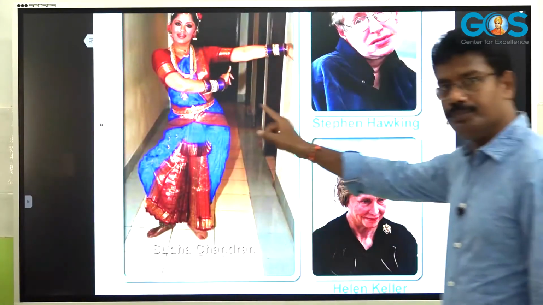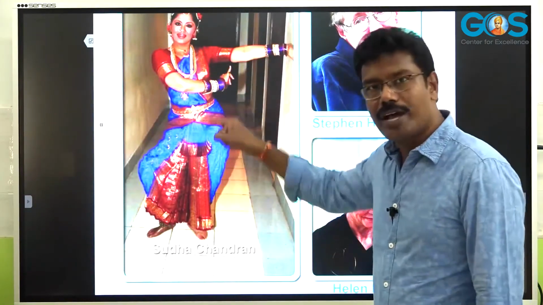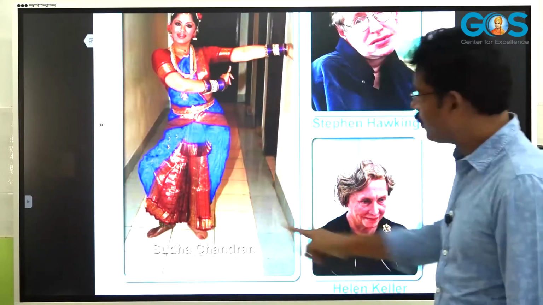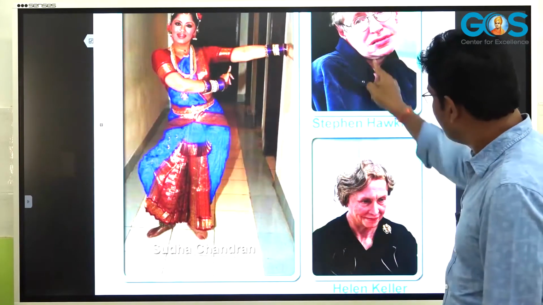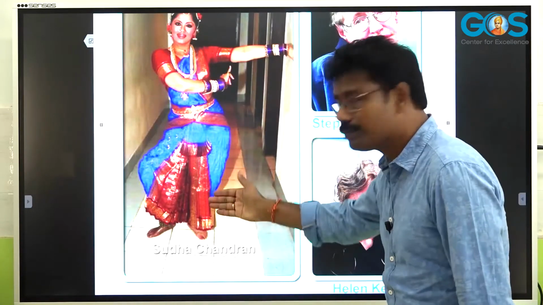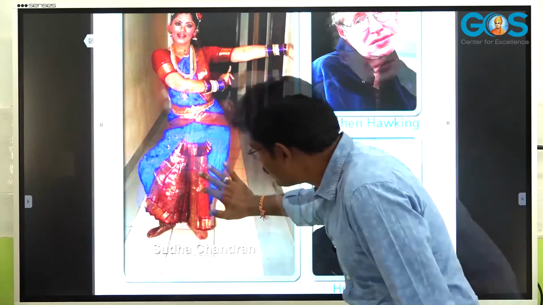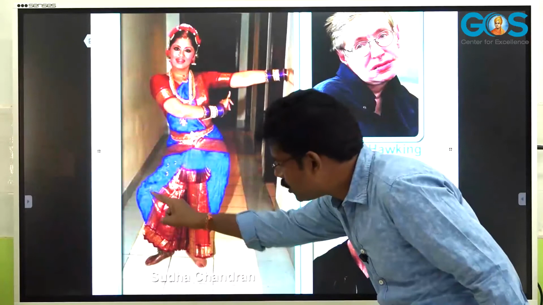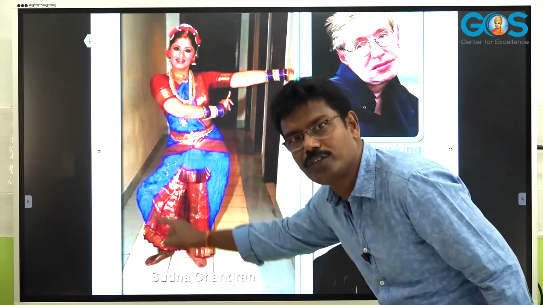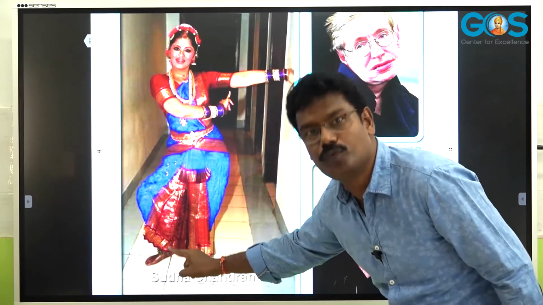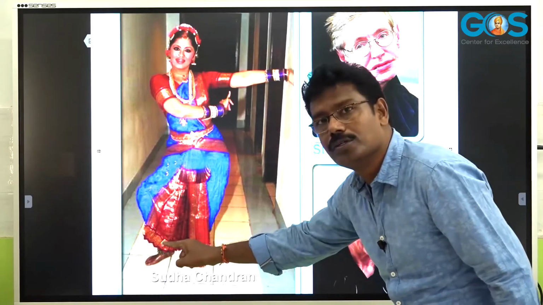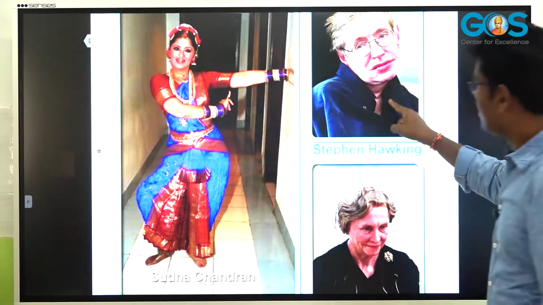Look here, children. Under this unit 1, personality development, they have given 3 pictures: Sudha Chandran, Stephen Hawking, Helen Keller. Look at the picture of Sudha Chandran. If you notice, her right leg is not the natural one, it is an artificial foot. It's what we call a Jaipur foot. This is her problem.